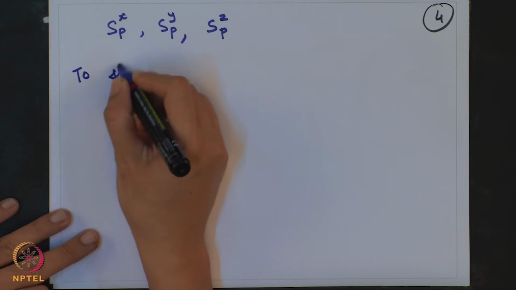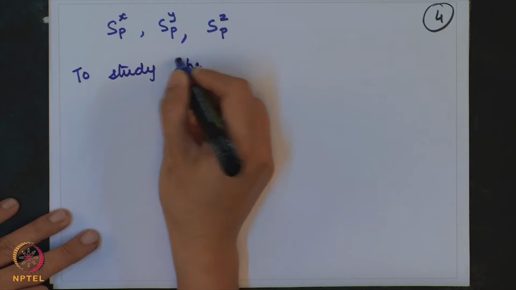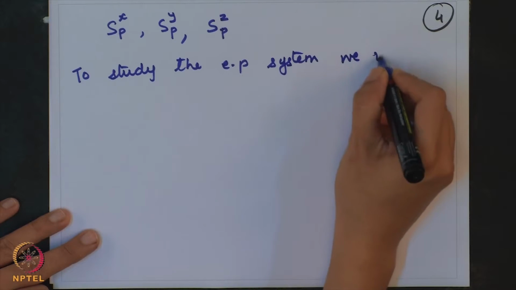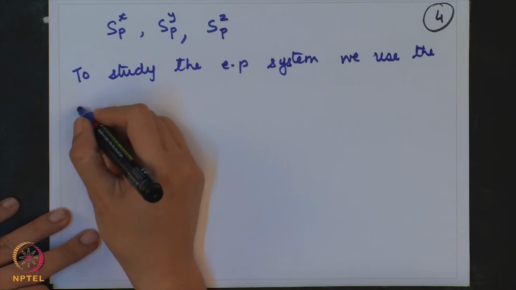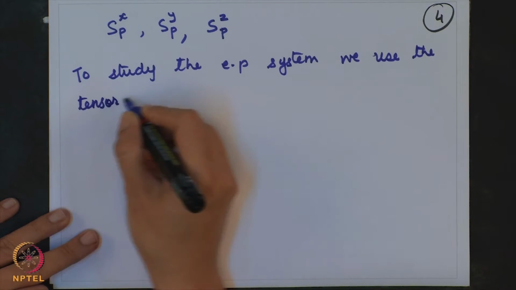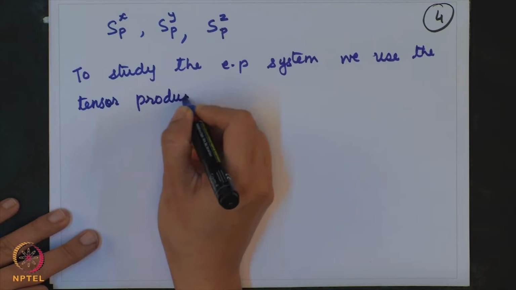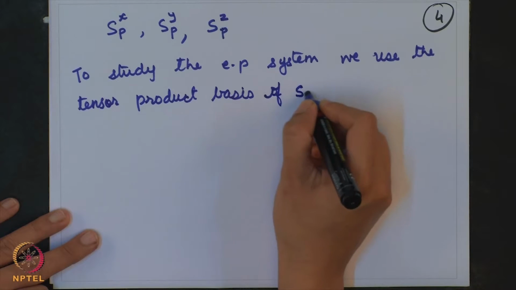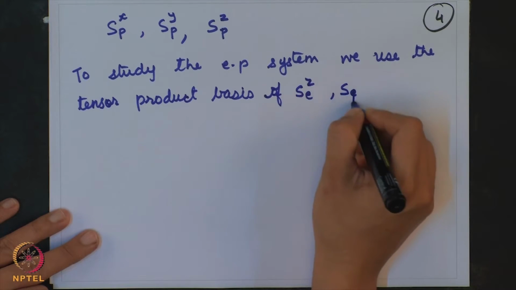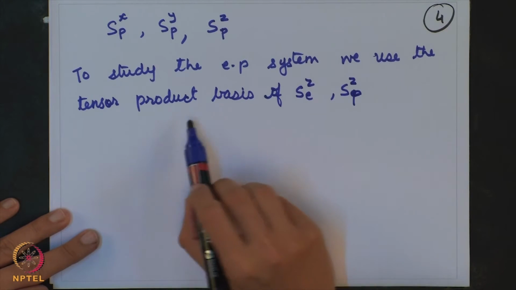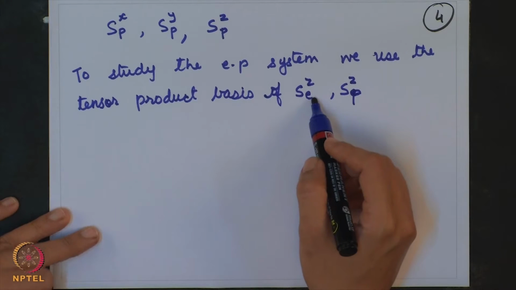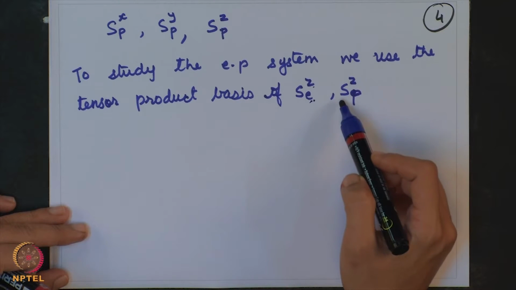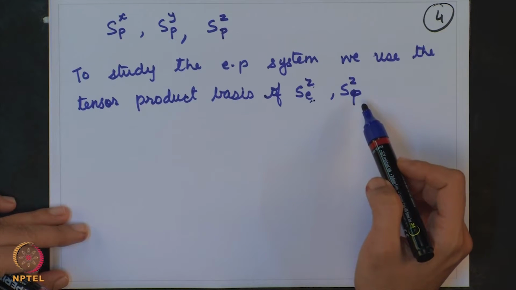Now, to study the electron positron system, we use the tensorial product basis of SEZ and SPZ, that is the tensorial product of the basis of the electron spin along the z component and the z component of the positron spin.